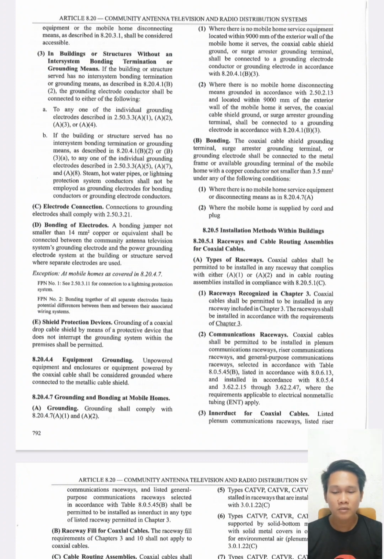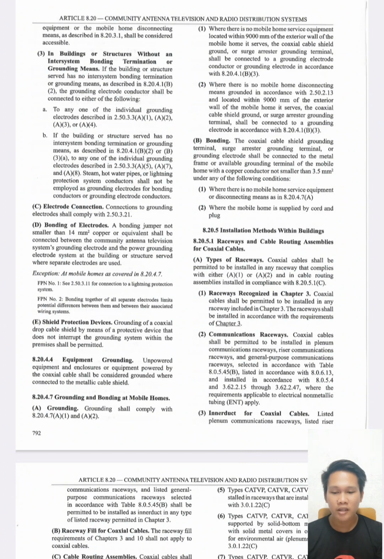So, your exemption is at mobile homes as covered in 8.20.4.7. Next, we have E. Shield protection devices. Grounding of a coaxial drop cable shield by means of protective device that does not interrupt the grounding system within the premises shall be permitted.